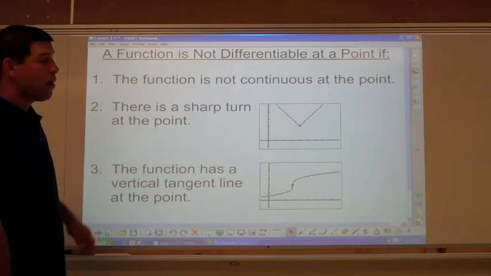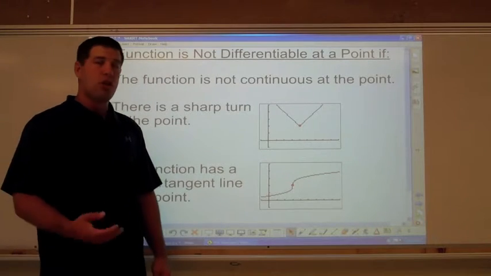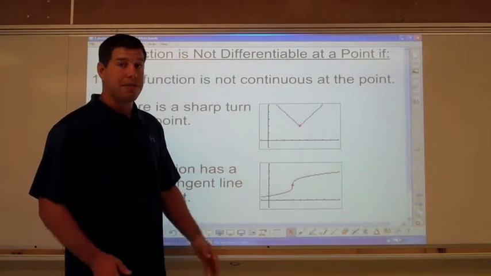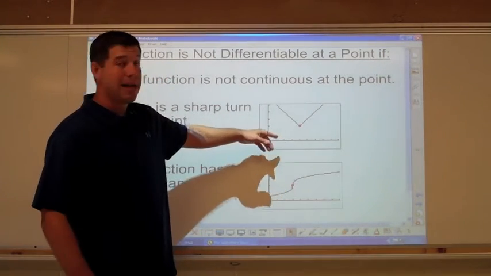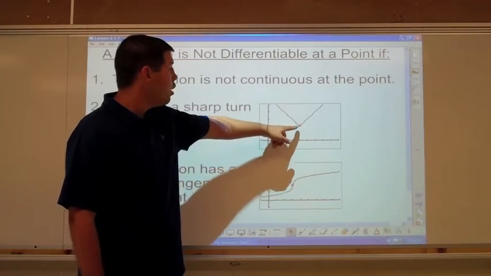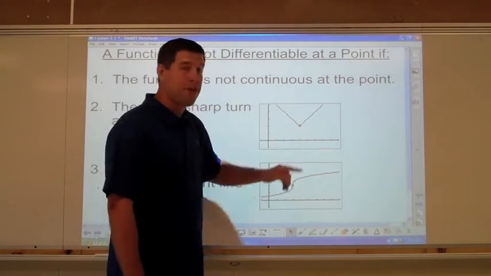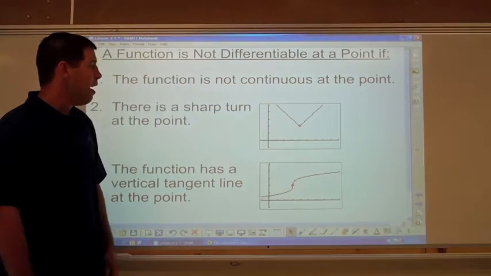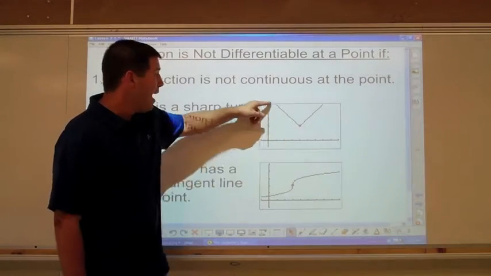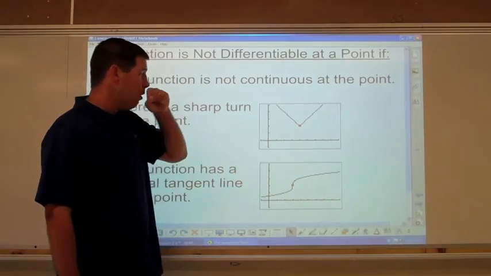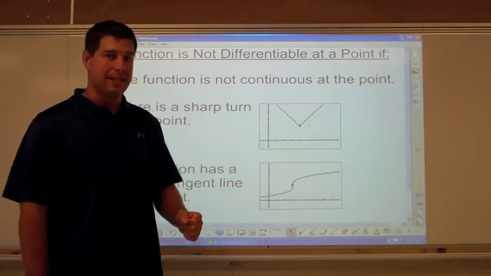The second way is if there is a sharp turn in the graph. Most closely associated with absolute value graphs, where you have your point where it switches from positive to negative, or negative to positive depending on the orientation. So at this point right here, where the absolute value graph comes to a point, that function is said to be not differentiable at that point only. It has a derivative everywhere else, but the derivative at that sharp turn does not exist.